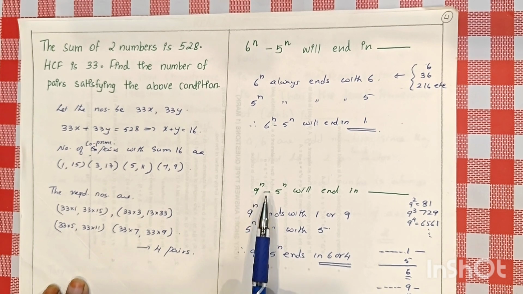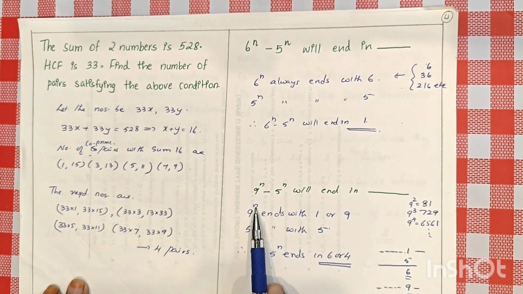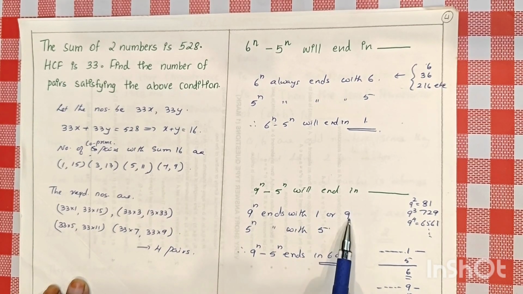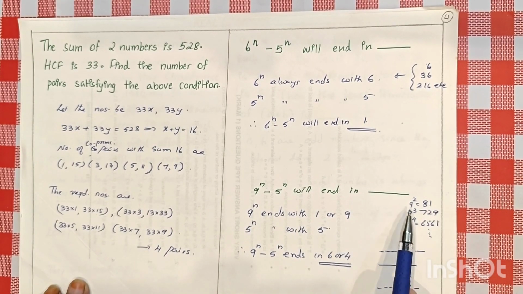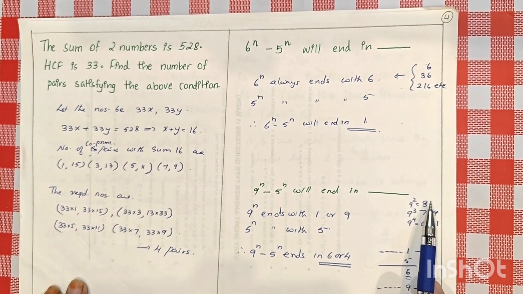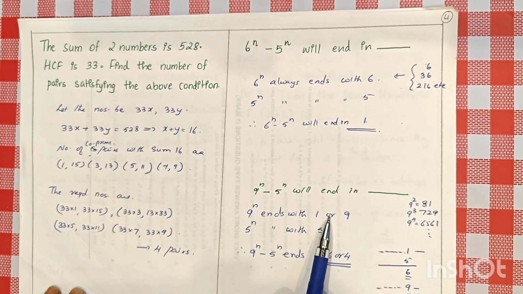Similar sum, 9 to the power of n minus 5 to the power of n will end in dash. So 9 to the power of n will end with either 1 or 9. 9 into 1 is 9. 9 squared is 81. 9 cube is 729. 9 to the power of 4 is 6561. Then again 9 to the power of 5, into 9 you multiply, you will get 9. So it will keep on going. So alternatively you will be getting 1 and 9. So it ends with 1 or 9.